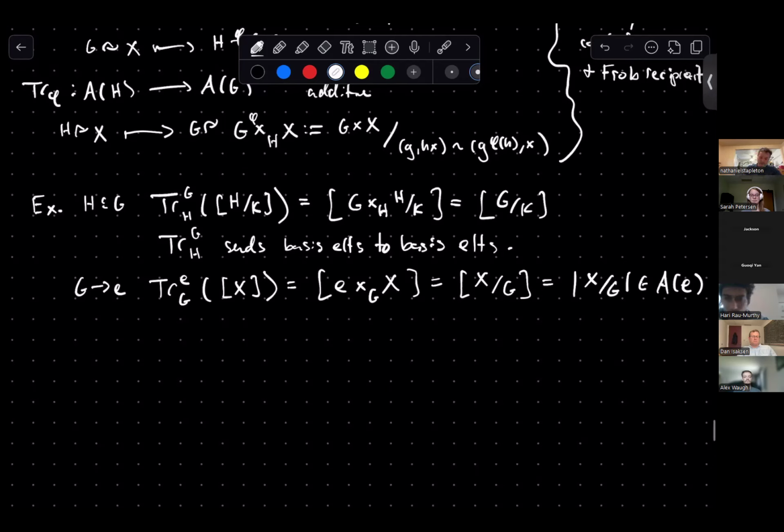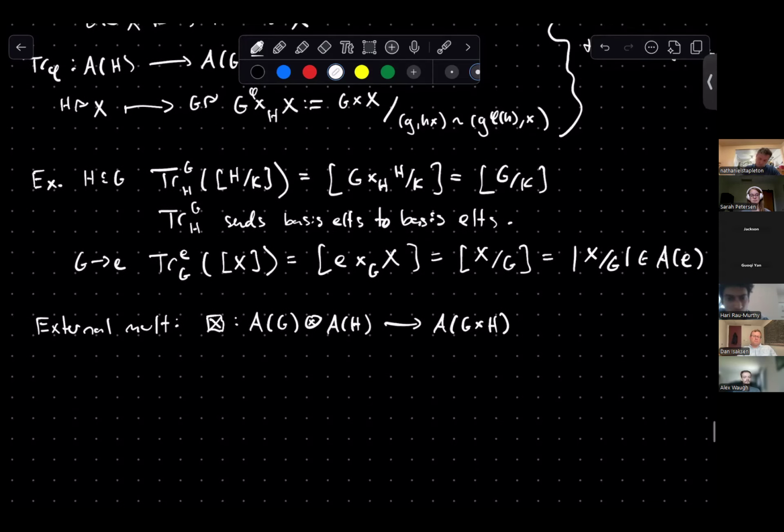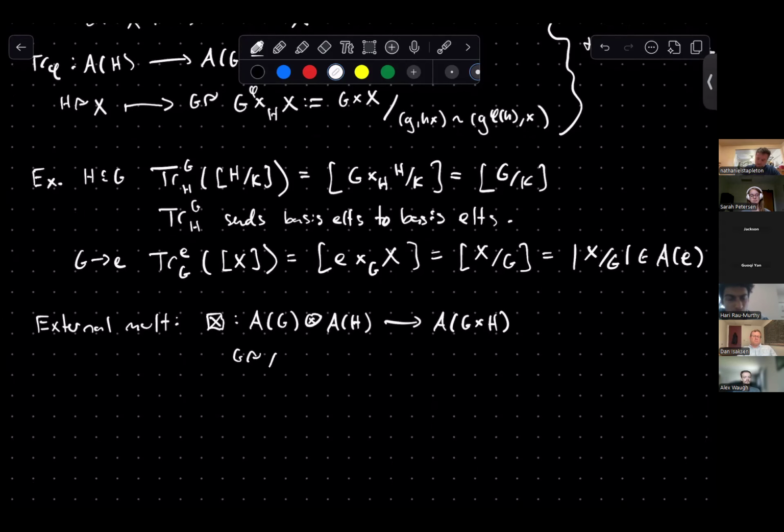Because we have restriction maps, we have an external multiplication map, or Künneth map, induced by the restrictions. This is defined exactly the same way as in the Burnside ring case. It goes from A(G) tensor A(H) to A(G × H), and it takes a G-set X and an H-set Y to the G × H set X × Y.